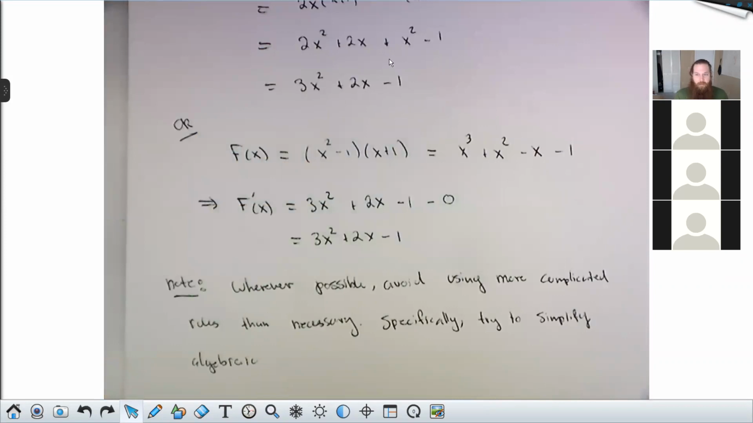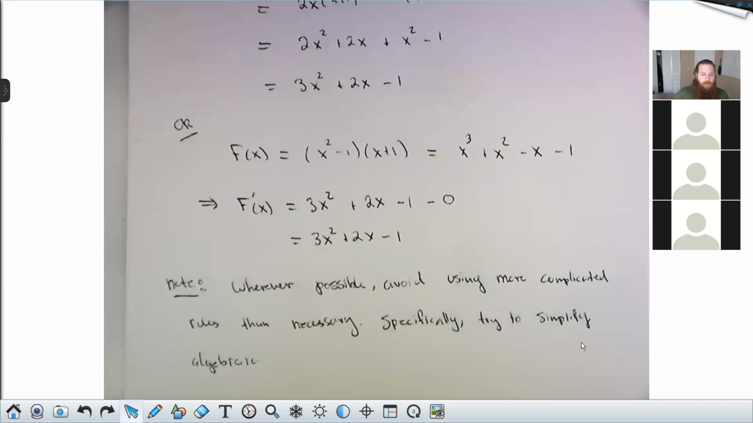I would consider that a better answer than the above use of the product rule, because it shows critical thinking. It shows that you recognize that there are multiple ways to solve the problem and that one of them was faster and cleaner. So certainly, on a test, if there is a nicer way to do the problem, do it the nicer way, by all means. Okay, thank you. But wherever possible, avoid using more complicated rules than necessary.